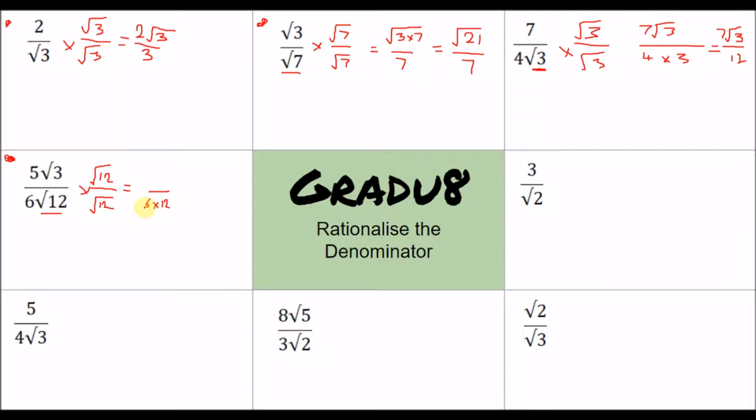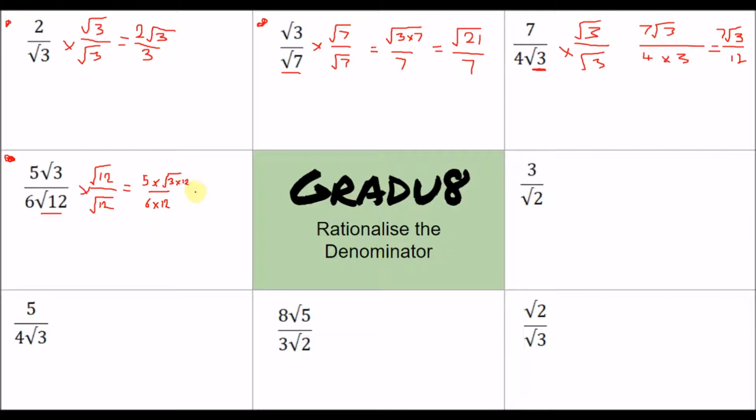Okay, I'm just going to leave that stage of workings there, and we'll just go focus on the top for a second. Up here, okay, I'm going to do 5, and then I've got root 3 times by root 12. Well, remember what I said up here about when you times roots together? So you're going to have 5 times, and then you've got root, what's 3 times 12? So 3 times 12.